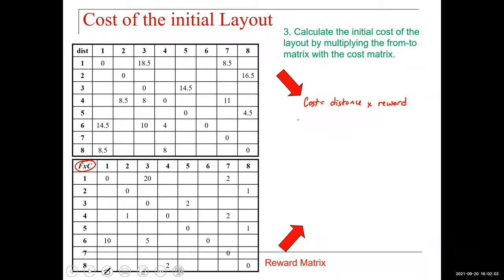So I have 20 times 18.5 plus 2 times 8.5. So I have these two, plus this and this. I'm sorry, I have this one first. 16.5 times 1 plus 2 times 14.5.